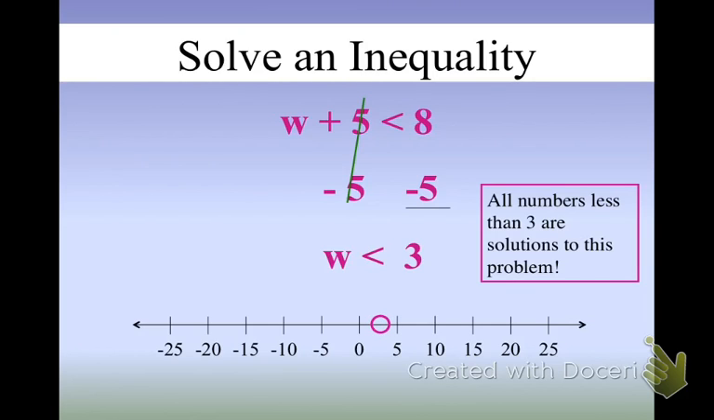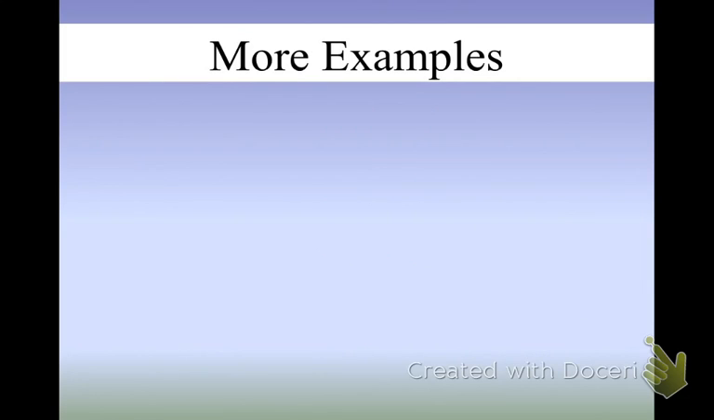It's an open circle because of the symbol, and all the numbers that point left would be a solution. So you have to have your work, your solution, which is W less than 3, and the graph for your work to be complete in solving inequalities. Let's try some more.